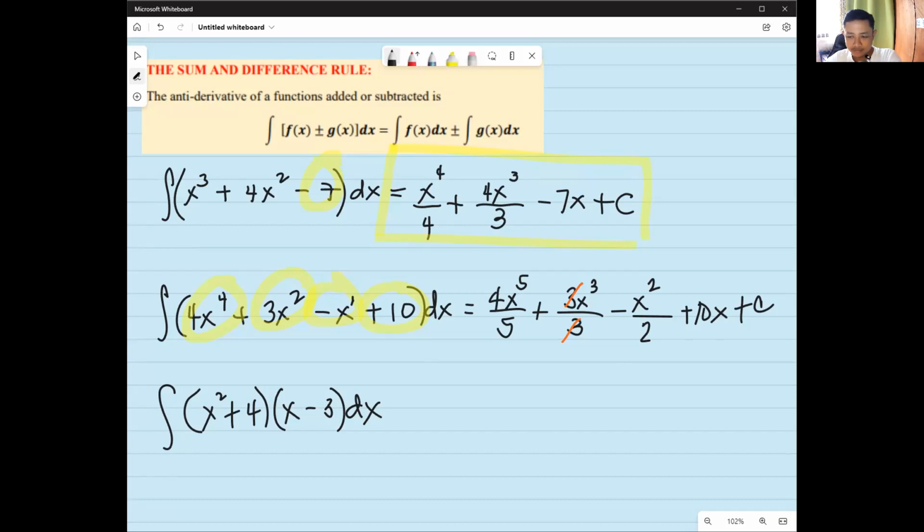Go, go, go, go. Do the FOIL method first. Don't tell me you forgot the FOIL method already. Sir, yung sum and difference pa rin po ba yan? It depends. It depends upon the answer that you will get. Surely, when you do the FOIL method here, you will end up with the sum and difference rule. Okay, your classmates are now sending their answers. Good. Very good. 2 already sent their answers and they are correct. What about the rest?